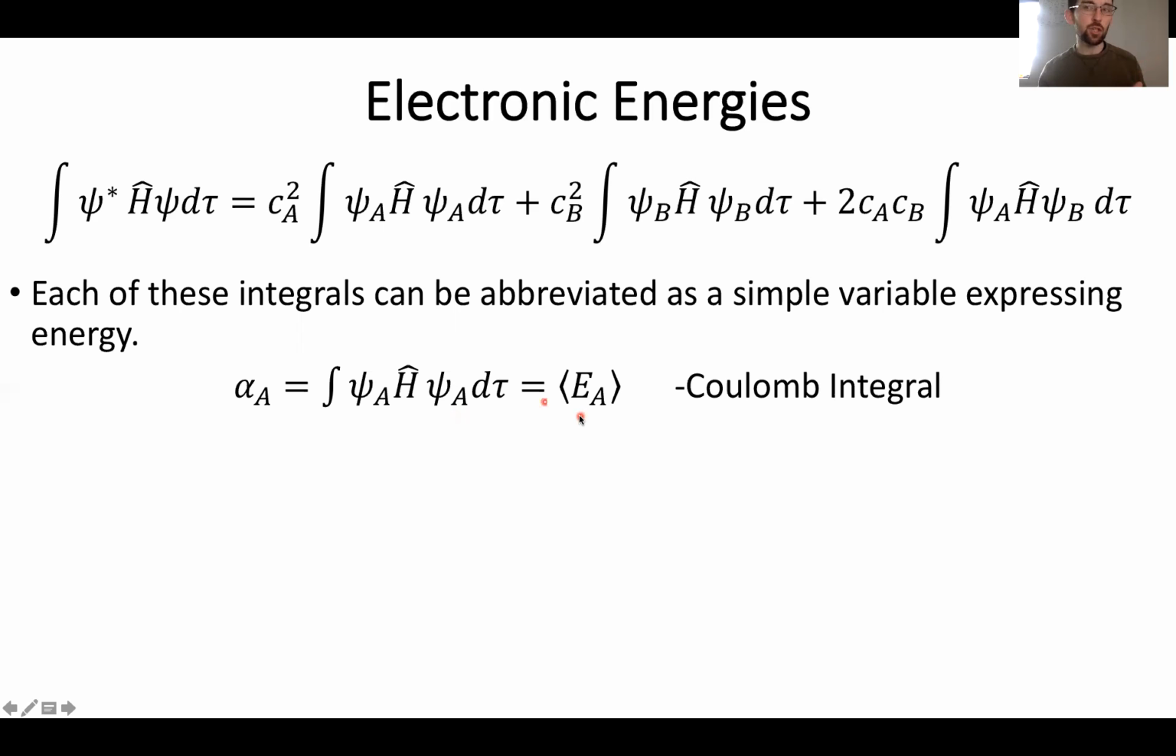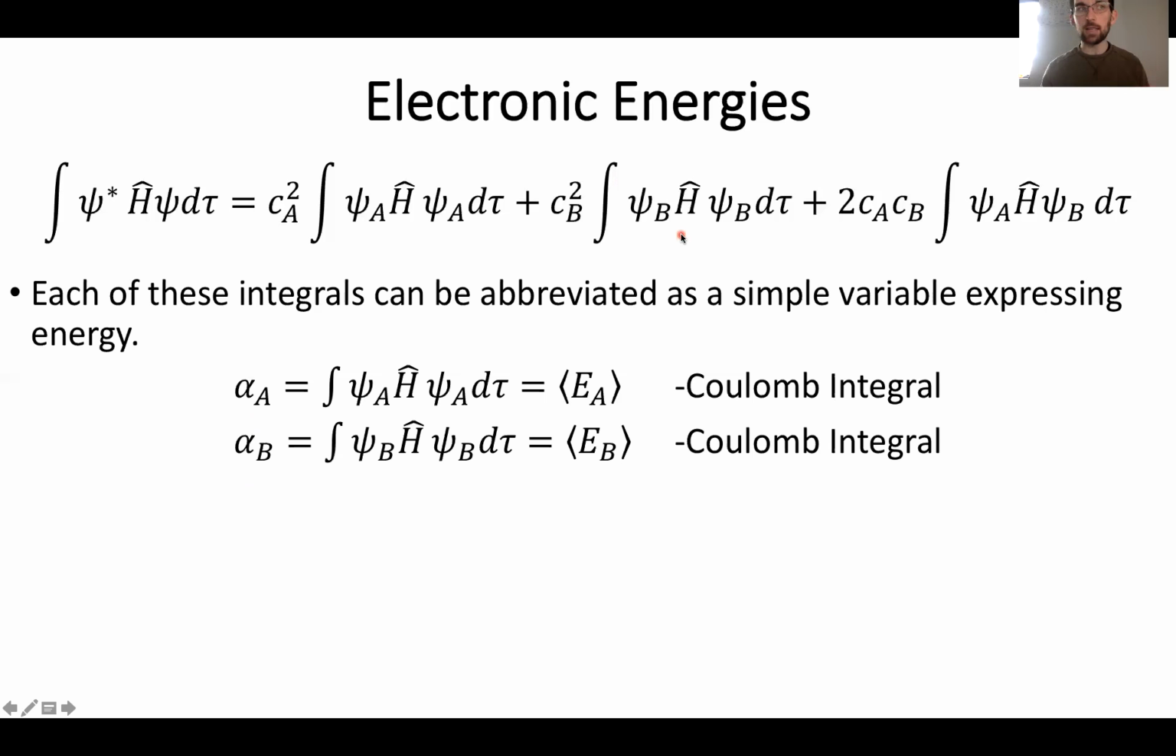So this is the energy of my atomic orbital, okay? But because there's a little bit of nuance to how we work with the system, we're generally going to describe it as alpha A and refer to it as a Coulomb integral of A. So this can, in a large part, be thought of as the orbital energy of A. And as such, it will have units of energy.